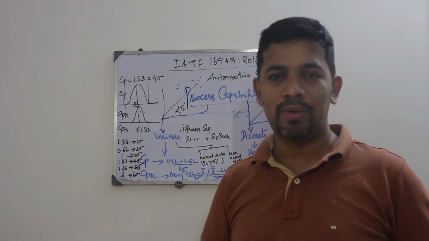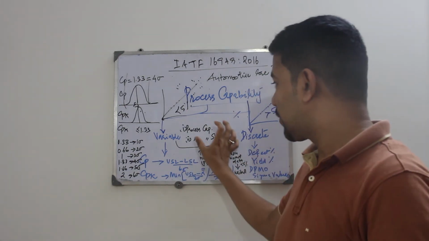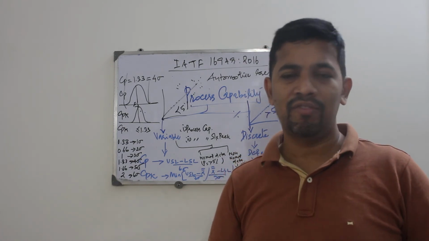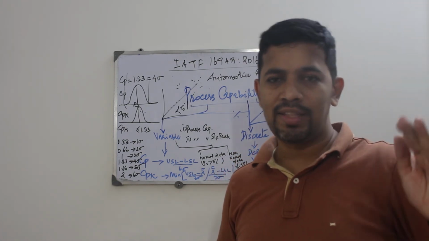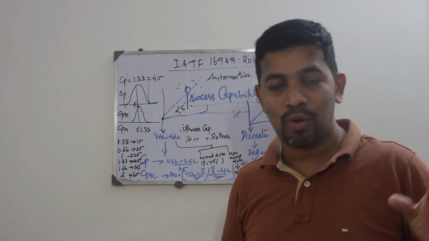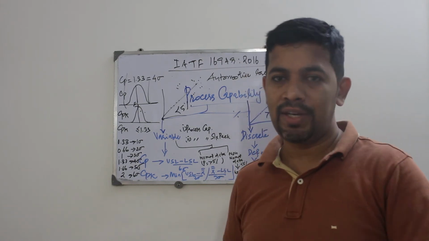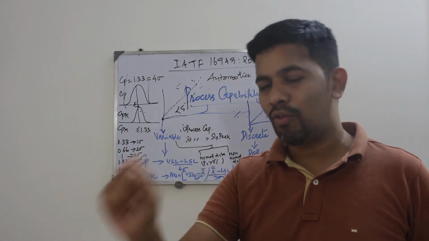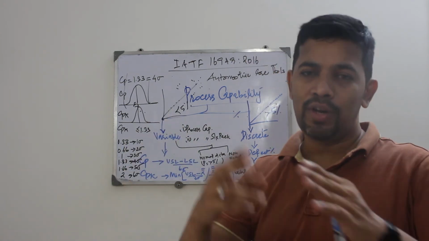When you have a process capability, you can check it in Minitab. How to do it? Very simple. Go to Stat, then Quality Tools, because this is one of the quality tools, and then Process Capability. If your data is normal, you declare normal. If your data is non-normal, you declare non-normal. Let's assume that your data is normal.